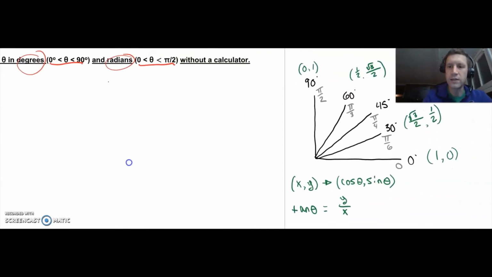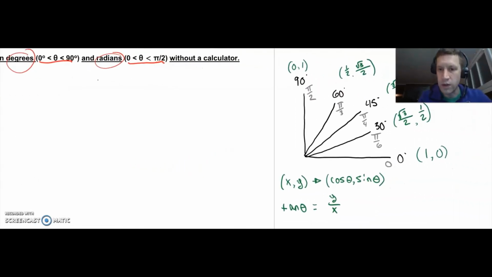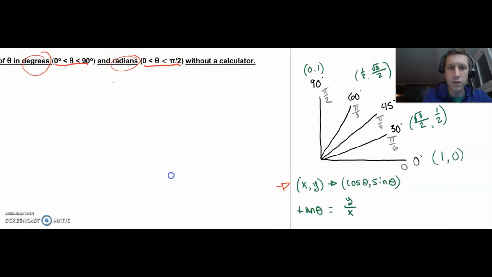So what I did on this is I just sketched quadrant 1, the degree measures in black, radians in gray, coordinates in green. And just a reminder here, the coordinates represent your cosine comma sine, and then to find tangent, you do your y coordinate over the x coordinate. So everything we need is right here, and I'll show you how we can use that.